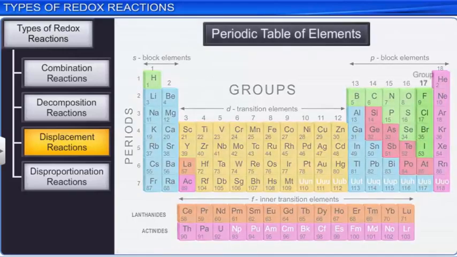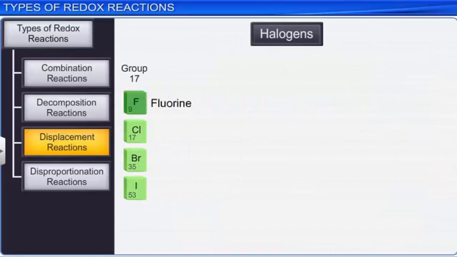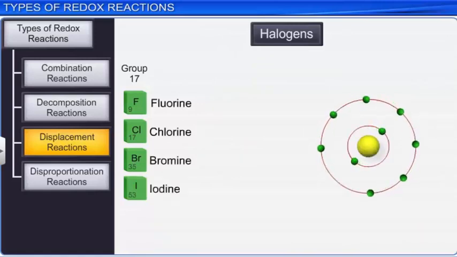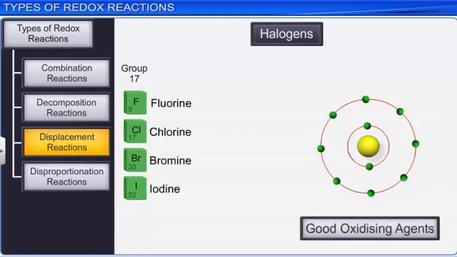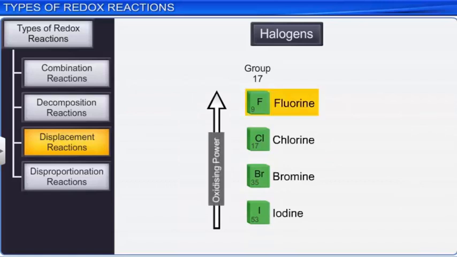The halogens in 17th group include fluorine, chlorine, bromine, and iodine. These halogens have a tendency to accept electrons as they need an electron to complete their octet. This tendency causes them to be reduced. Hence, they are good oxidizing agents. The oxidizing power of these halogens reduces as we move down group 17, with fluorine being the highest and iodine being the lowest.